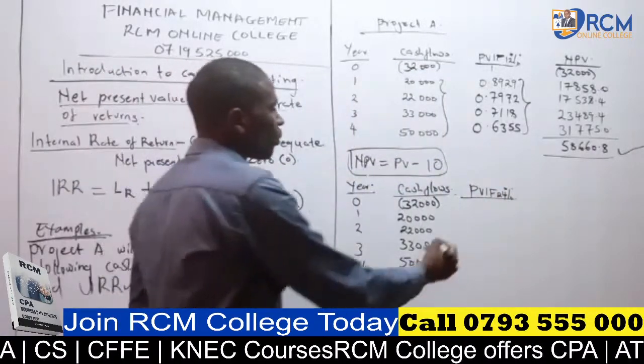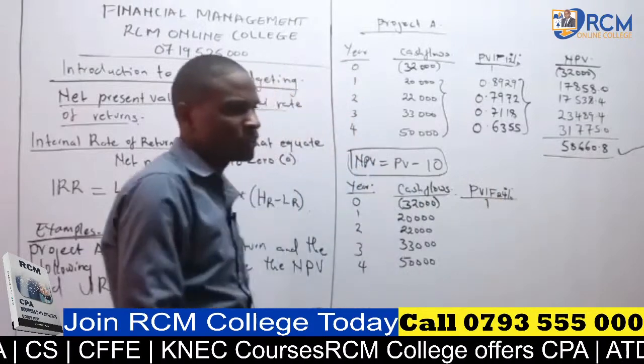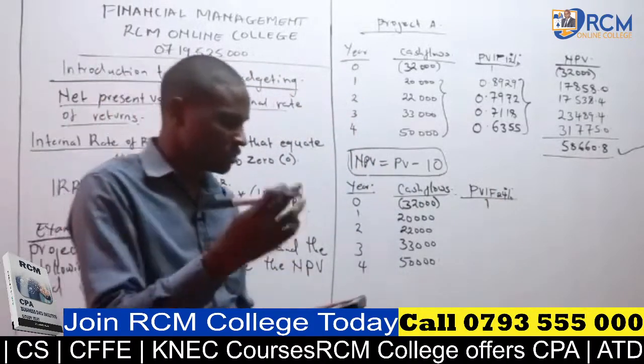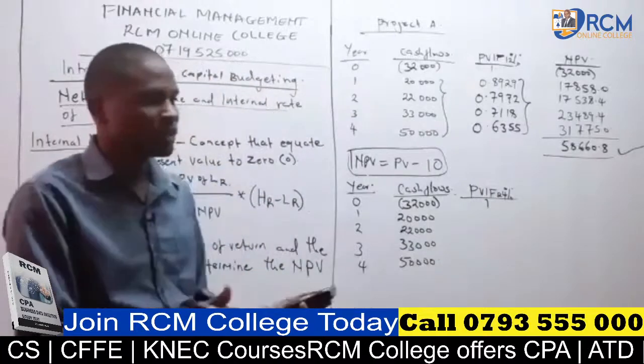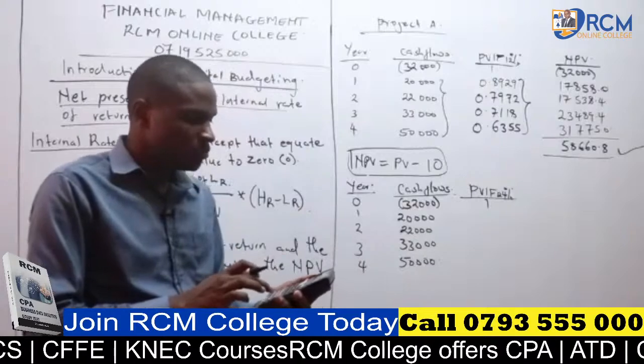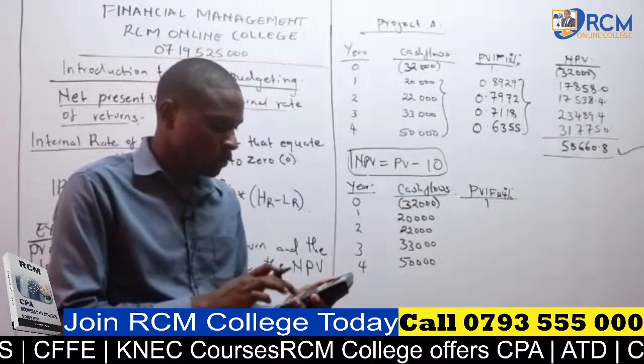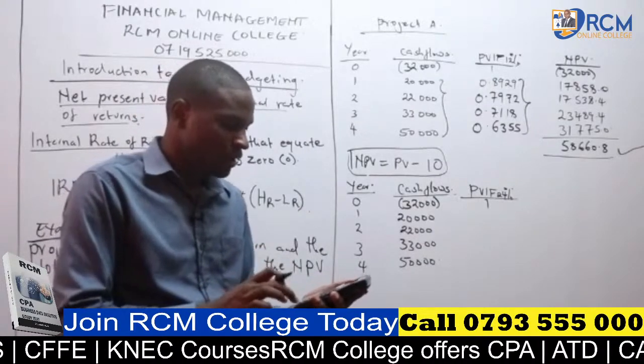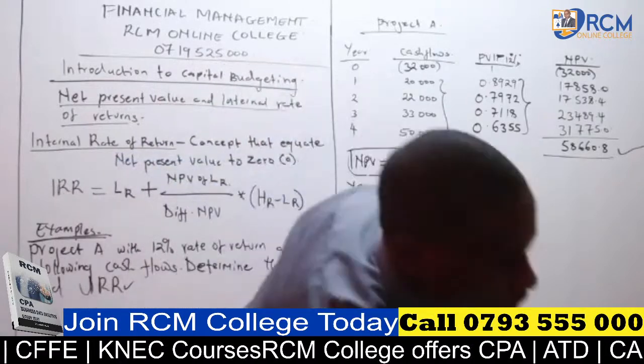The first one, of course, it will be 1. That one does not change. When you raise the number to the power 0, it is 1. Then we go to year 1. So I'll be having 1.24 raised to the power negative 1. How much are you getting from your end?